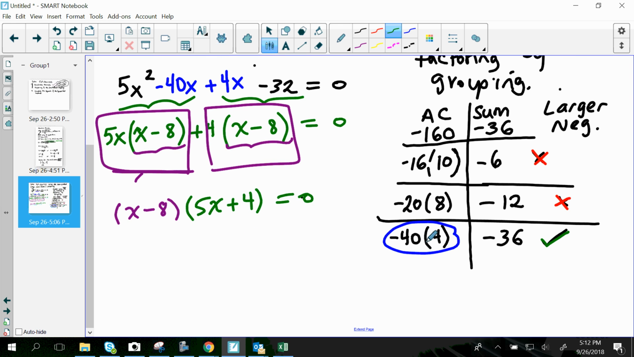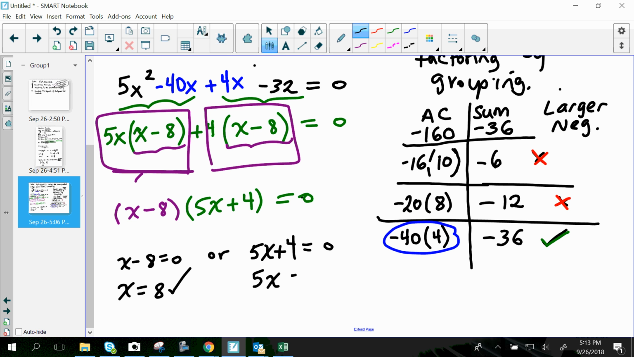Then we set each one of those equal to 0, and I'm just going to switch back to black now. So x minus 8 equals 0, or 5x plus 4 equals 0. These are two ways to get a solution that works. So adding 8 to both sides, we get x equals 8 here, which was one of our solutions from before, so that's good. Then subtracting 4 from each side, I get 5x equals negative 4. Then dividing by 5 on each side, I get negative 4 over 5, which also was the other solution that we got previously using the quadratic formula.